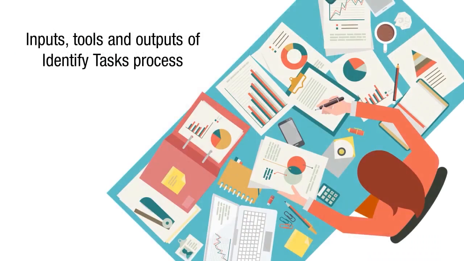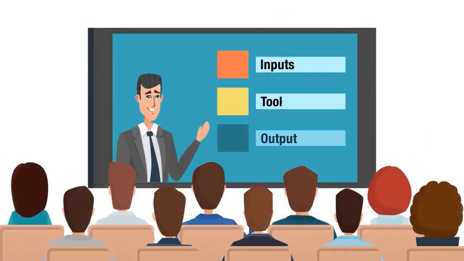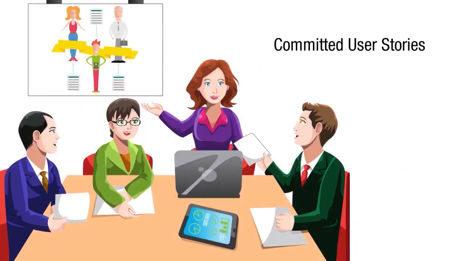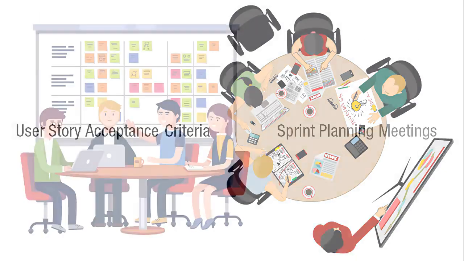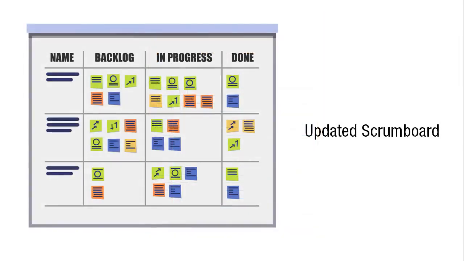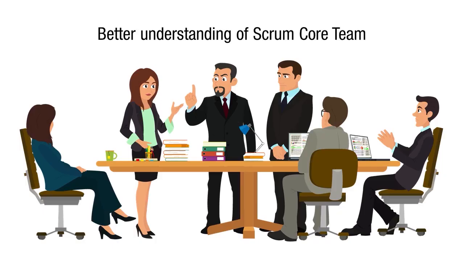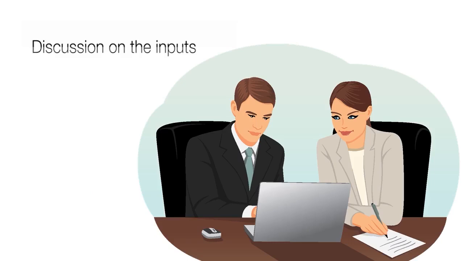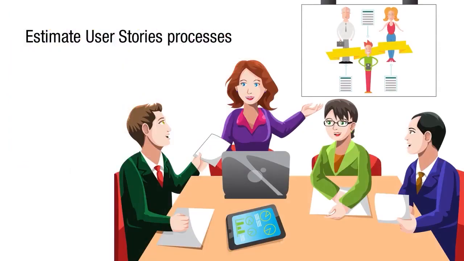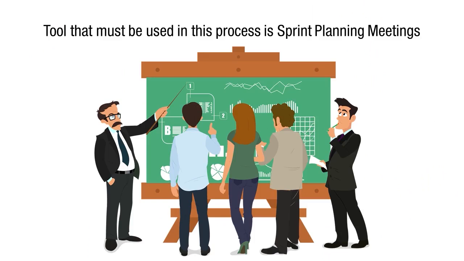Now let's discuss the mandatory inputs, tools, and outputs of the identified task process. The mandatory inputs, tools, and outputs of this process are Scrum Core Team, committed user stories, acceptance criteria, sprint planning meetings, task list, and updated Scrum board, respectively. For a better understanding of Scrum Core Team, please refer to the discussion on the inputs of the Create User Stories and Estimate User Stories processes. The tool that must be used mandatorily in this process is Sprint Planning Meetings.